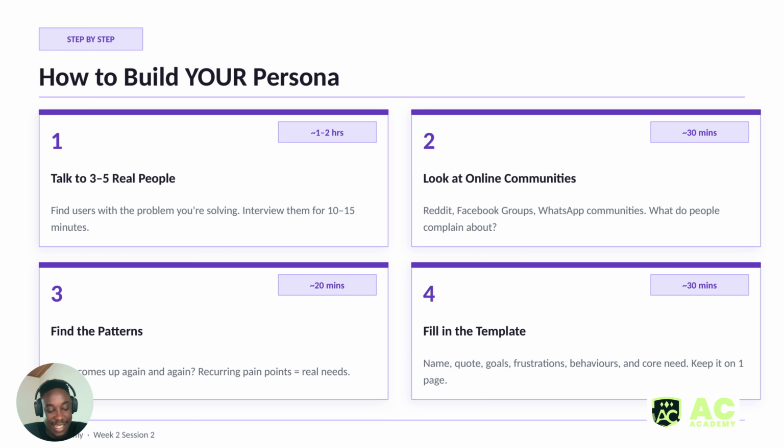And then thirdly, you find the patterns. What's coming up again and again, what signals are showing themselves again and again. Recurring pain points are your real needs as a product manager in this situation. And finally, fill in the template: the name, the quote, goals, frustrations, the behaviors, and core needs, all on one page. That is how to make your user persona.